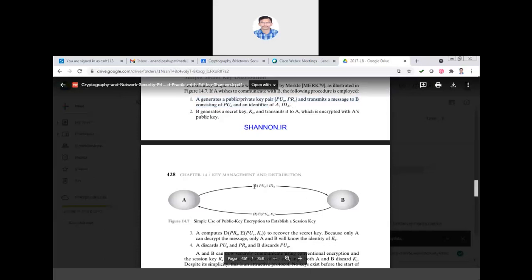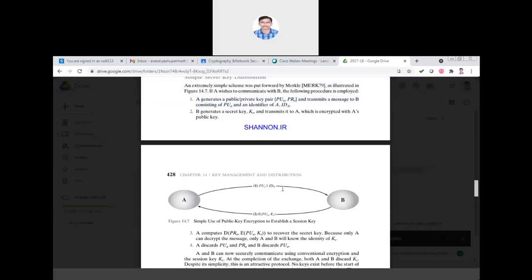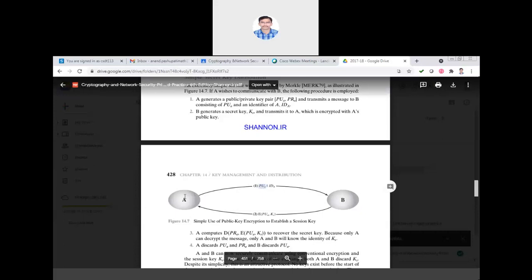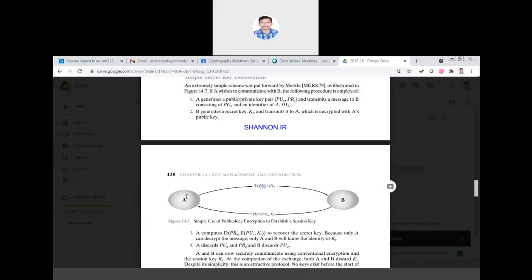Okay, so what is that? In the first transaction, A is revealing his public key. A maintains both keys, PRA and PUA, but out of that pair, A reveals only his public key PUA to B, by sending his public key and his identifier, IDA, to B.